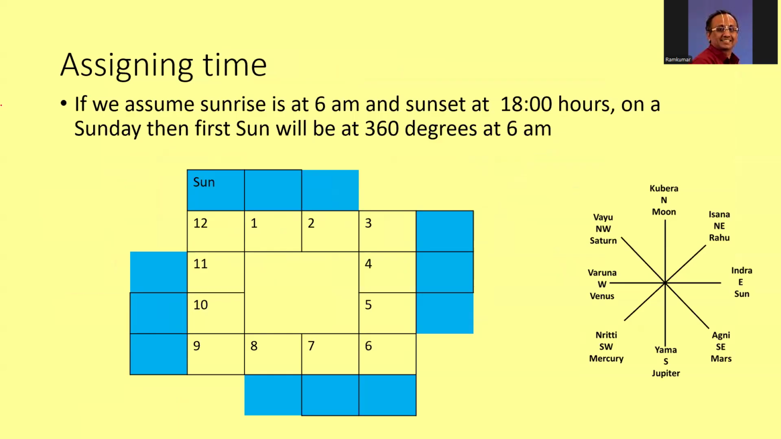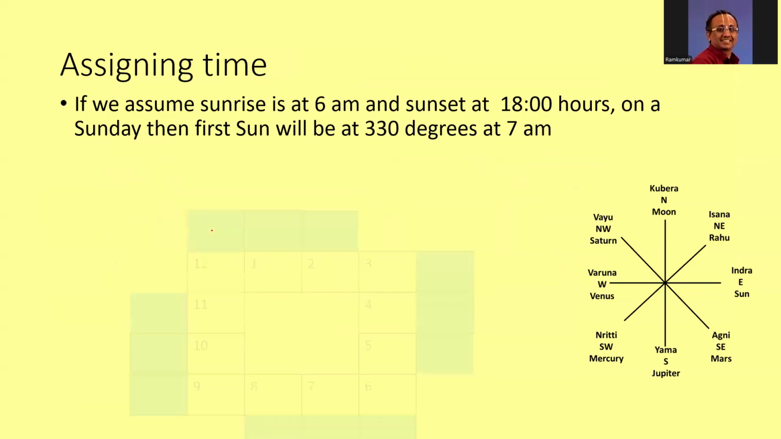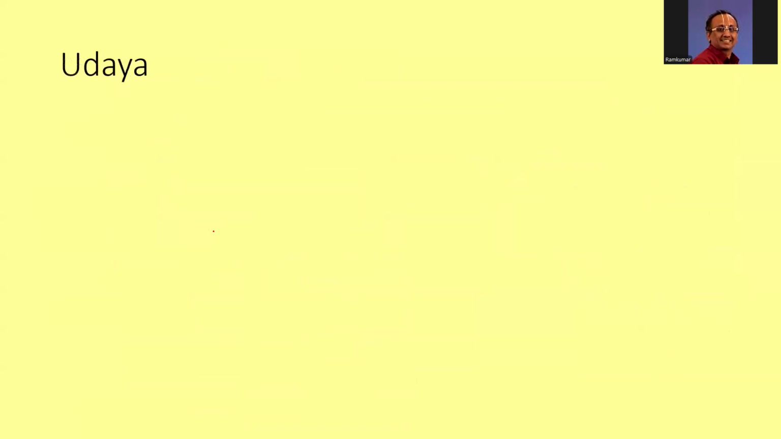So we are talking about a Sunday at 6 a.m. Sun will be at 360 degrees. This is what we saw, right? So Sun is at Meena. Okay. Now go to the next chart.